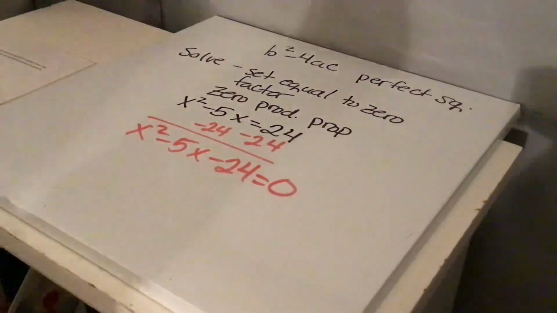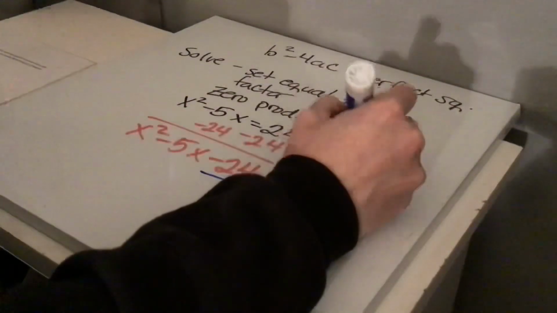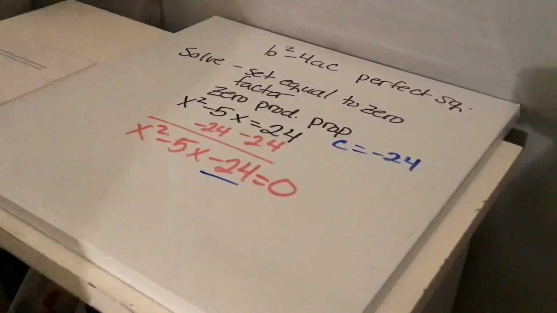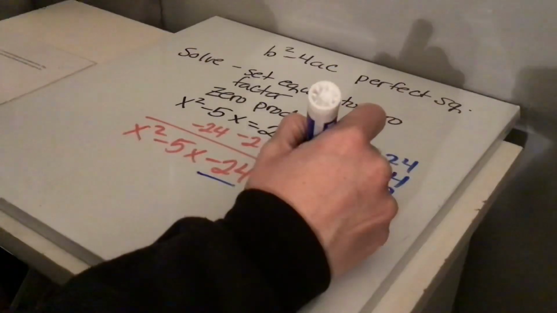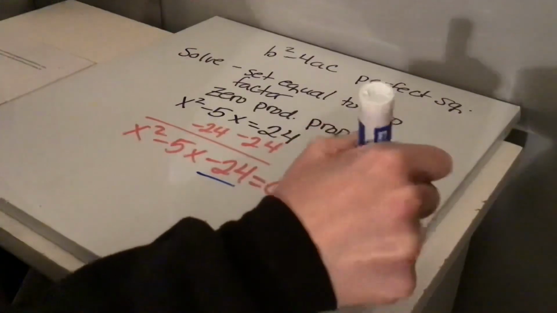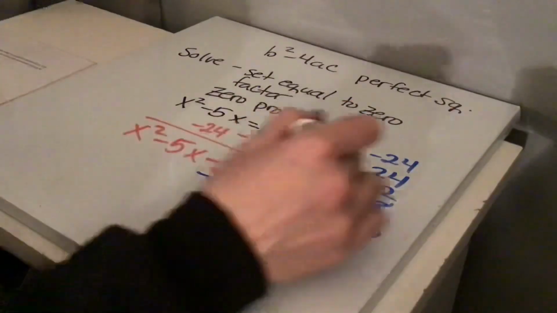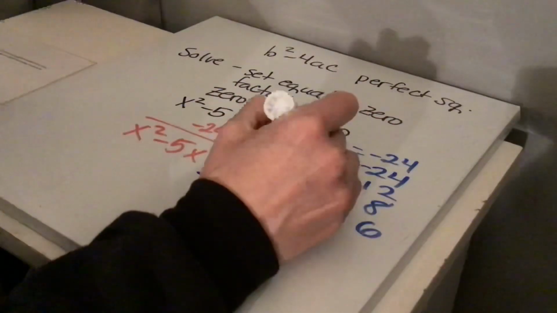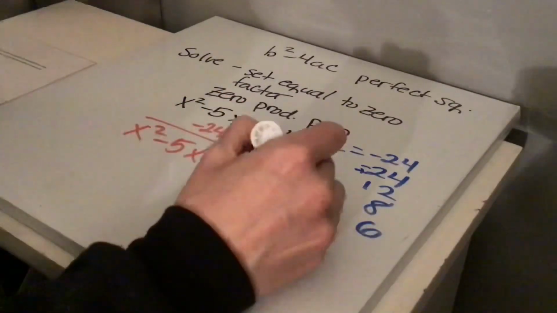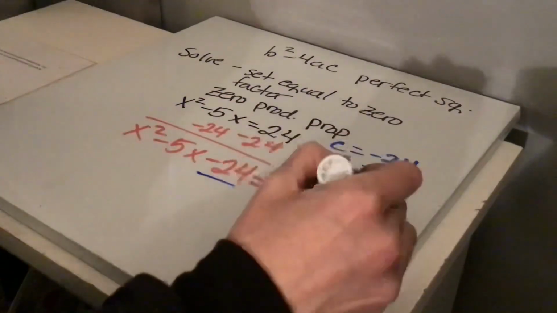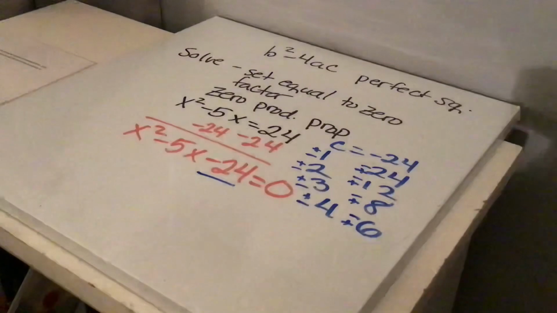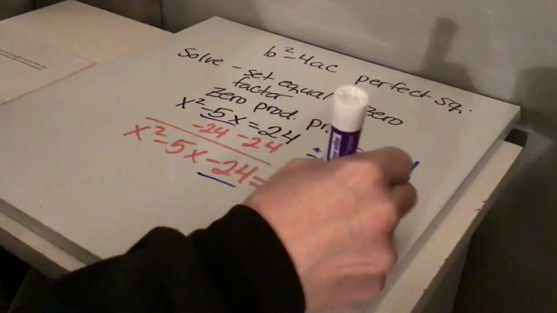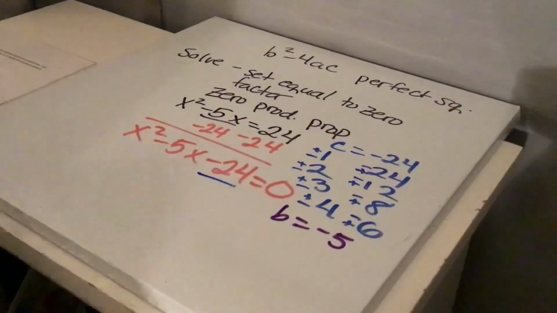Then I'm going to factor. So my constant is negative 24. So factors of negative 24. 2, 12, 3, 8, 4, and 6. And it's negative, so it's like 1 and negative 24, and then negative 1 and positive 24. Then you're looking to see which one of these pairs adds up to negative 5. So they have to be fairly close together.